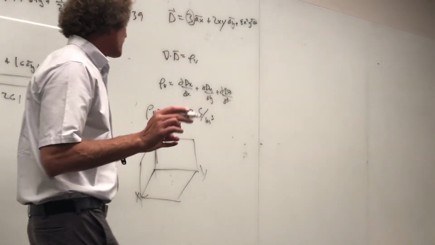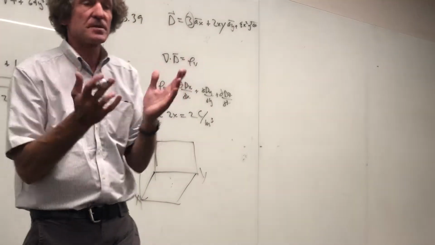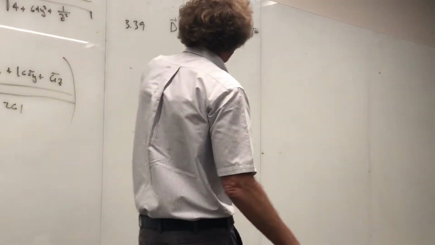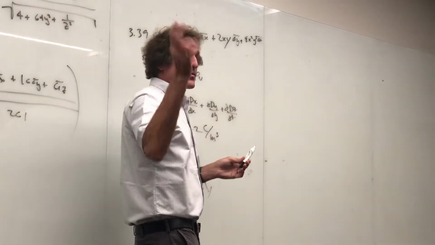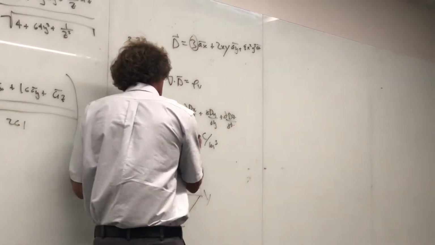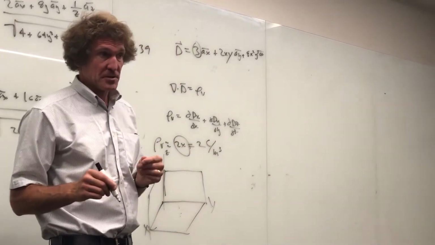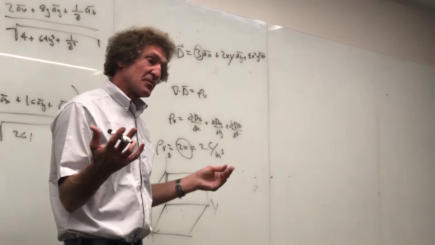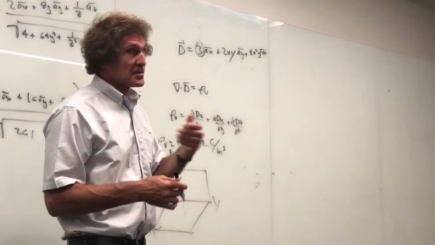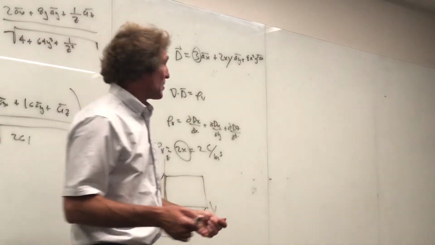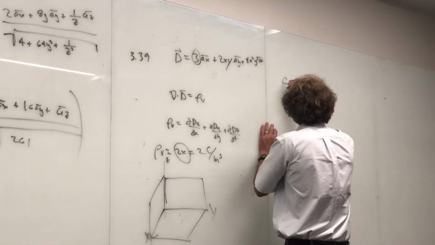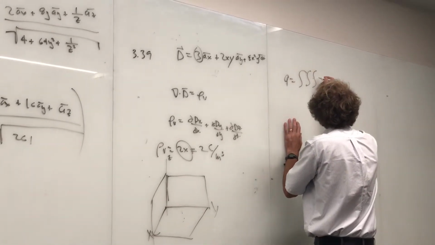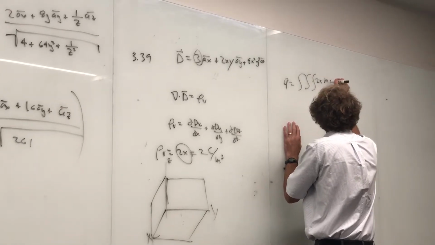You can integrate the flux, this D field, over the 6 surfaces of the cube, right? And when you do the dot product with any surface, you're going to get rid of 2 of the 3 terms in the integration. However, my gut feel tells me just integrating over the volume will be a lot easier. Volume charge density integrated over the volume is the amount of charge. And the flux over any closed surface is the amount of charge enclosed. That's Gauss's law. So the charge Q is equal to the triple integral of rho V, which is 2x, so it's 2x dx dy dz.